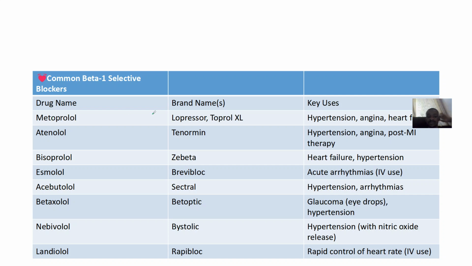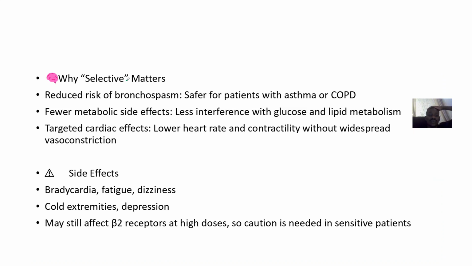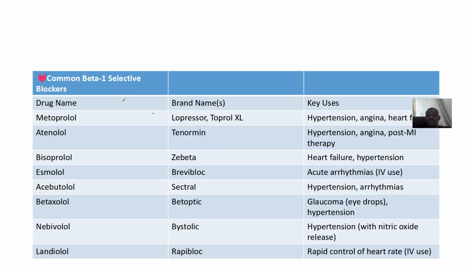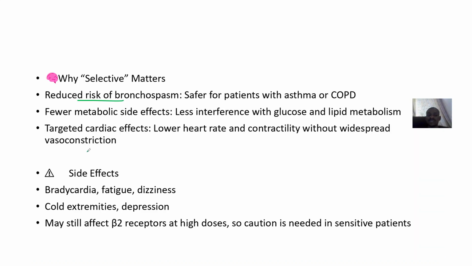So why selective matters is there's reduced risk of bronchospasms. So they are safer for patients with what? Asthma or COPD. You want to use them to treat heart related issues, so they act only where you are taking them to. If it is for the eye, the ones that are meant for eye issues like glaucoma, they act only on the eye cells. So there are fewer side effects, fewer metabolic side effects, targeted cardiac effects.